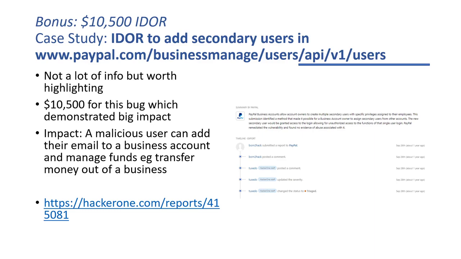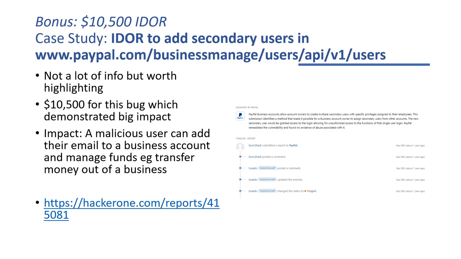Right, so the final bonus IDOR here is the $10,500 IDOR. IDOR to add secondary user in paypal.com/business/managed/users/API v1 users. So there's not a lot of info here, obviously, but I think it's really worth highlighting. So this was a $10,000 IDOR. Now, we know IDORs are not that hard to find. However, you can demonstrate some pretty big impact here.